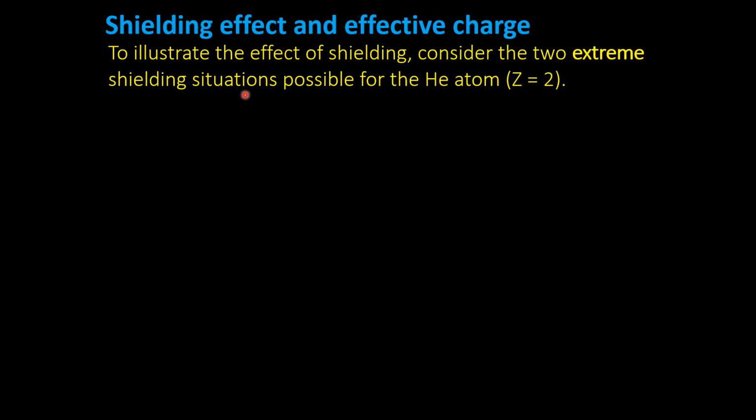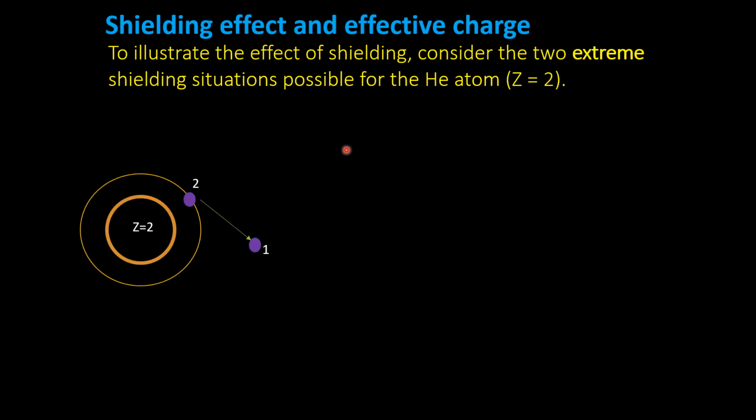So to explain the shielding effect or screening effect, we consider the two extreme shielding situations possible for the helium atom. For the first case, we consider the helium atom with Z equal to 2. This means the helium nucleus has a charge of +2, and it has two electrons, electron 2 and this one is electron 1. Here you can see that we consider electron 1 to be away from the nucleus, and electron 2 to be close to the nucleus.